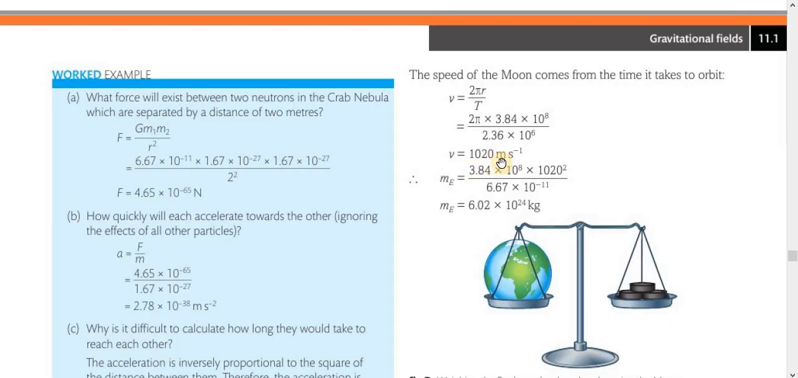Now we get the orbital speed. The moon travels at a speed of 1020 meters every second in that orbit. It can go at this speed because it's in a vacuum. There is no air resistance. So in 1 second it can travel this much distance, about 1 kilometer every second.